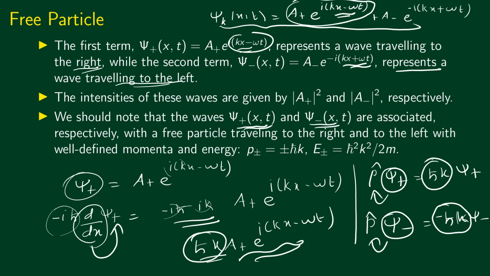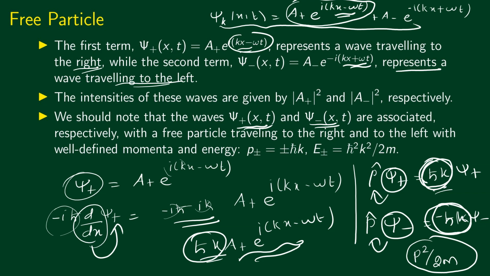Now, if the momentum is fixed for a free particle, then the energy is also fixed, because the energy was simply given by h bar squared k squared divided by 2m, or p squared divided by 2m if you like. Since this is a free particle, this is the total energy, the kinetic energy alone. So both of these correspond to the same energy, h bar squared k squared divided by 2m.